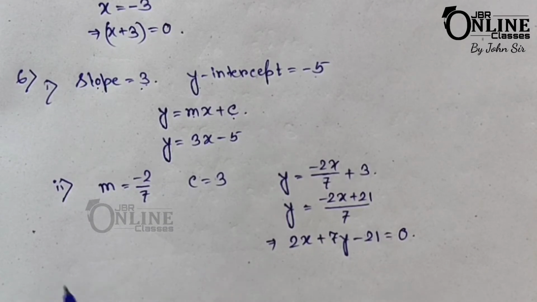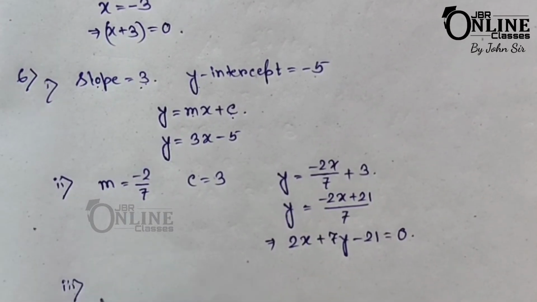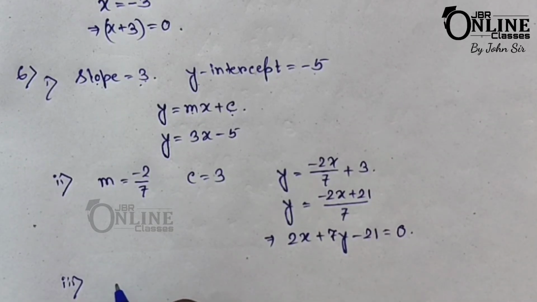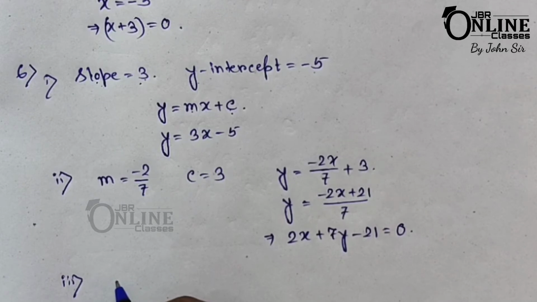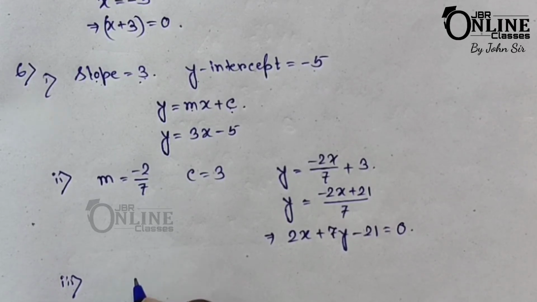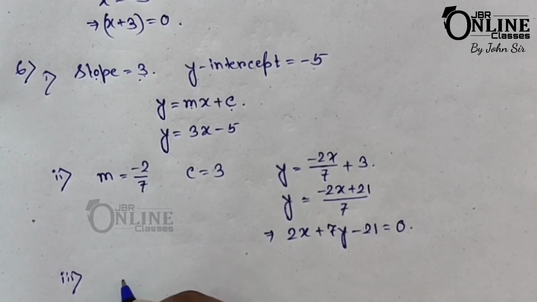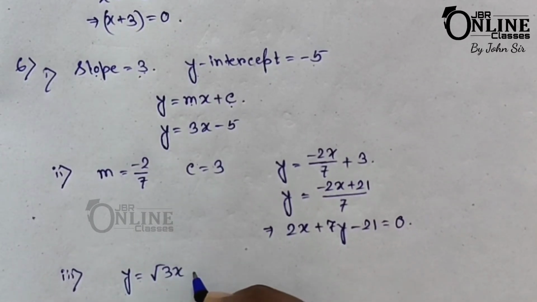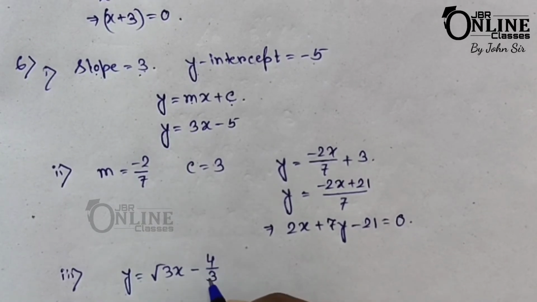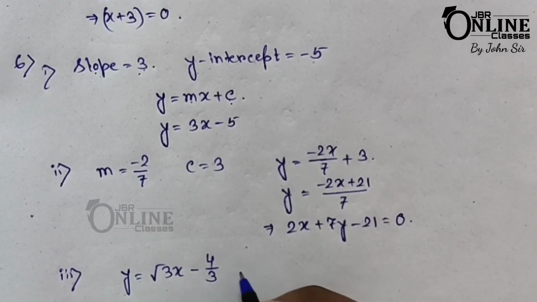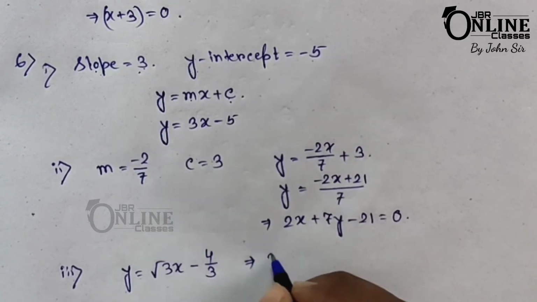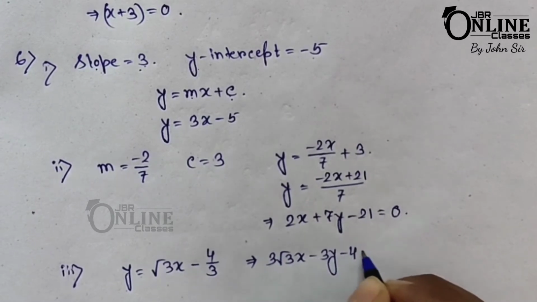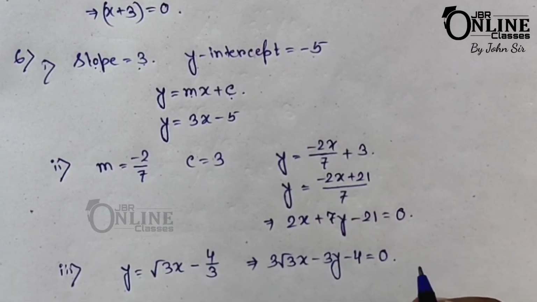Now next one, sum number 3. In sum number 3, here gradient equal to root 3 and y intercept minus 4 by 3. So gradient means m, so that means y equal to mx plus c. So y equal to root 3x and here c equal to minus 4 by 3. Now again LCM, and then finally you will find the answer. So here the answer will be 3 root 3x minus 3y minus 4 equal to 0. So that is the equation.